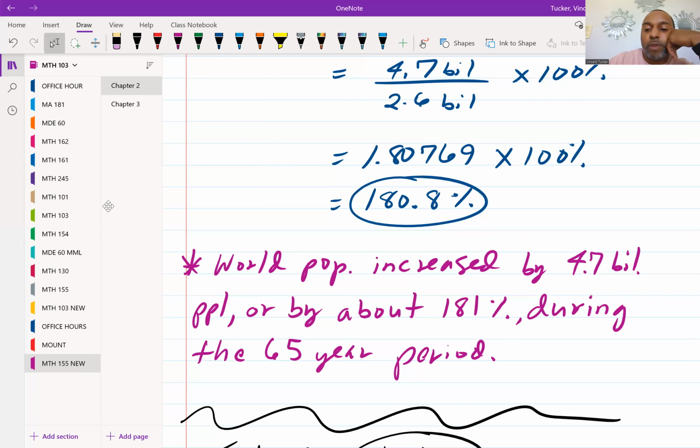3.1 is relatively short, just talking about frequency tables, just to show you how to set that up.